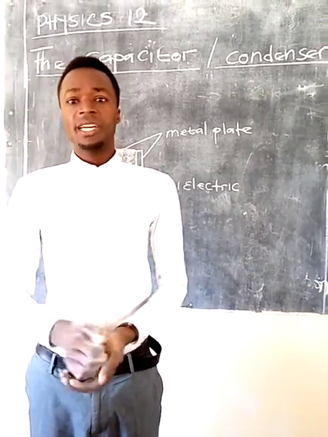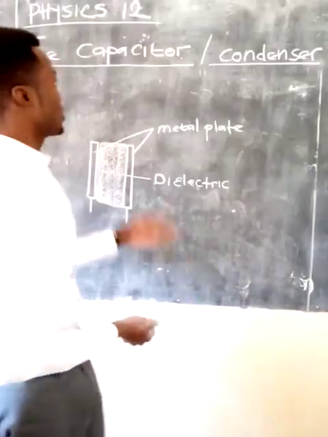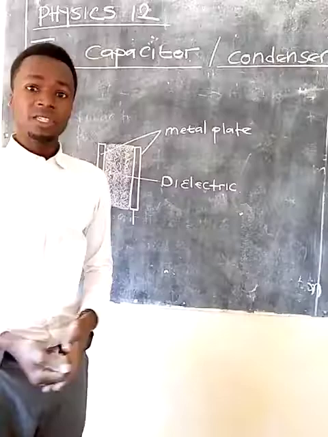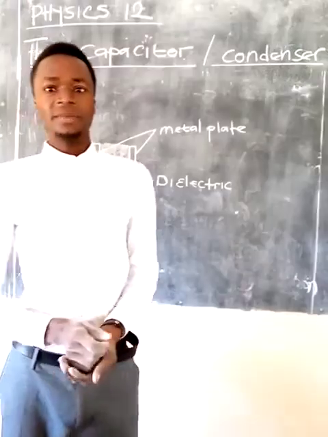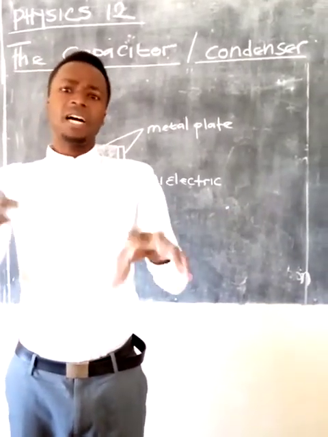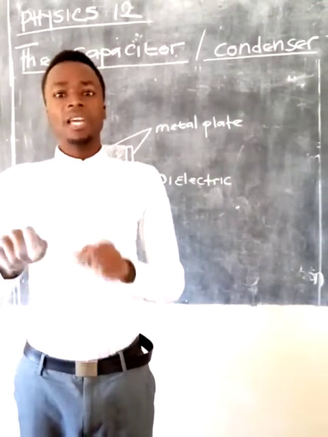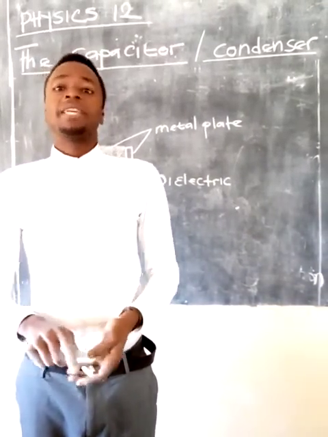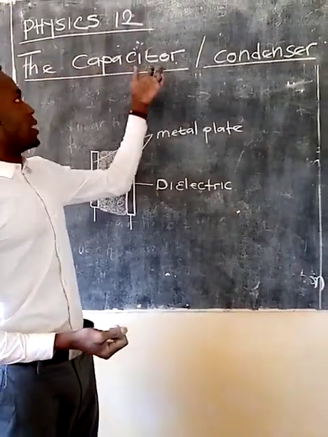So we're still looking at electronic components. The next one that we're going to look at is the capacitor, which is also referred to as a condenser. Most of the time in electronic circuits we have a lot of components. I told you that you need to identify all the components and you need to know their functions. So today we're just going to focus on the capacitor.